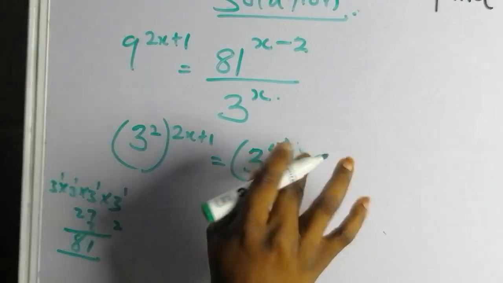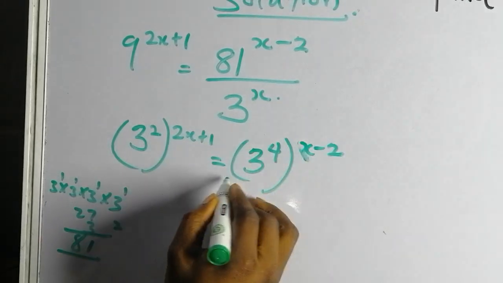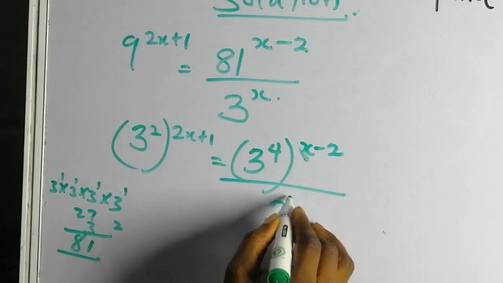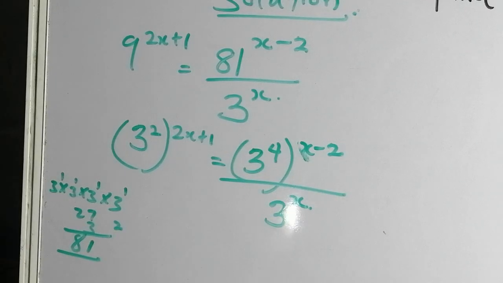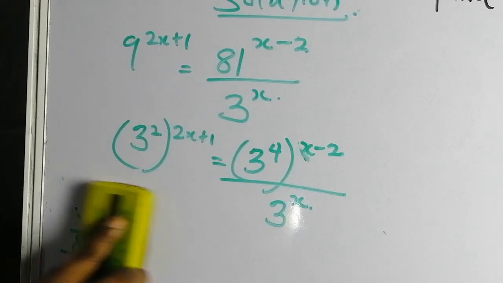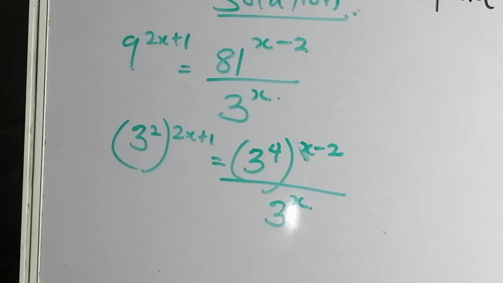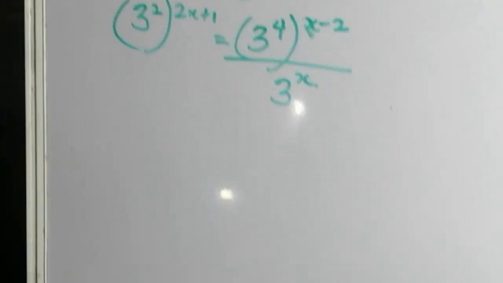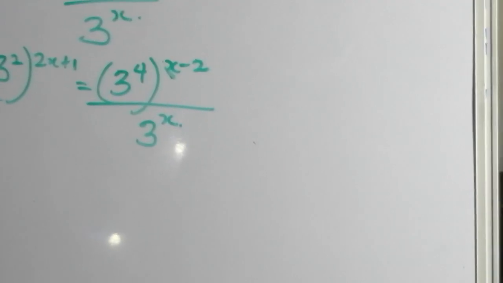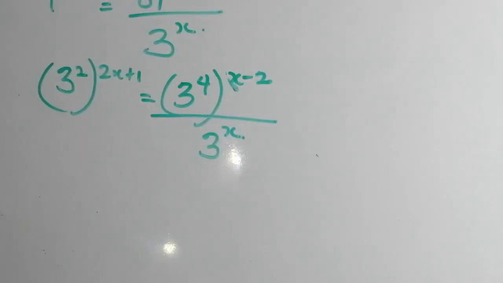That's all raised to the power x minus 2 over 3 raised to the power x. So it's as simple as that. It's just straightforward. It's not something very hard at all. It's very interesting, but if you don't want to show interest, that is why mathematics has been difficult. But mathematics is not difficult, it's fun.